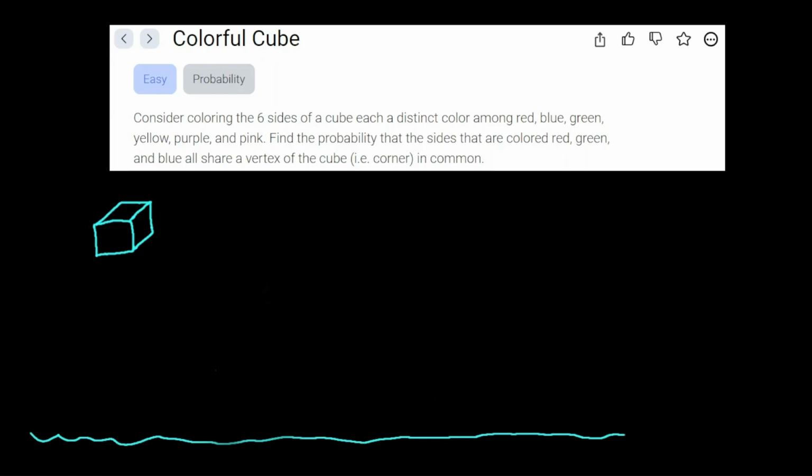There are multiple ways to solve this problem, but we'll cover two methods in this video. One where we count the number of color orientations that fit our criteria, and the other where we condition the probability on certain events. Let's start with the first method.